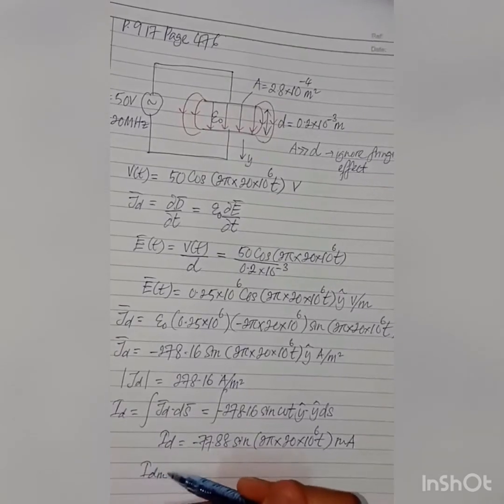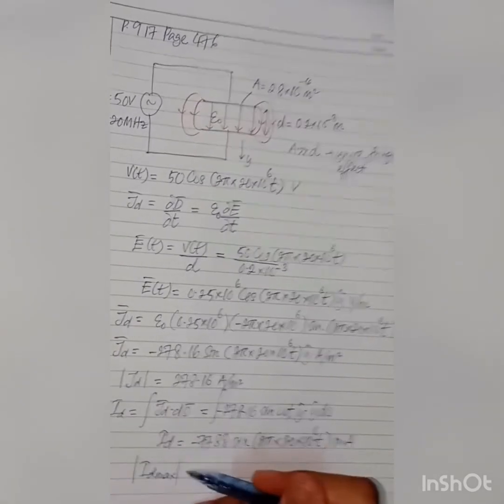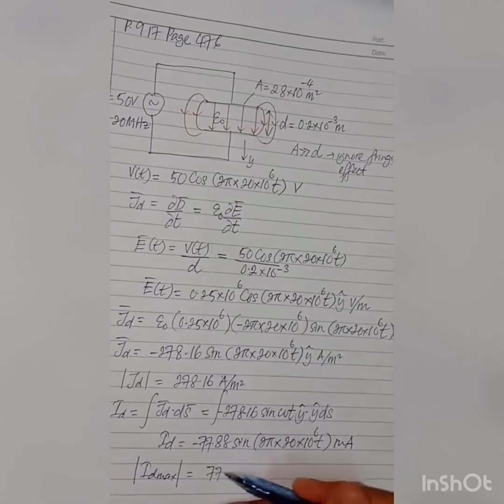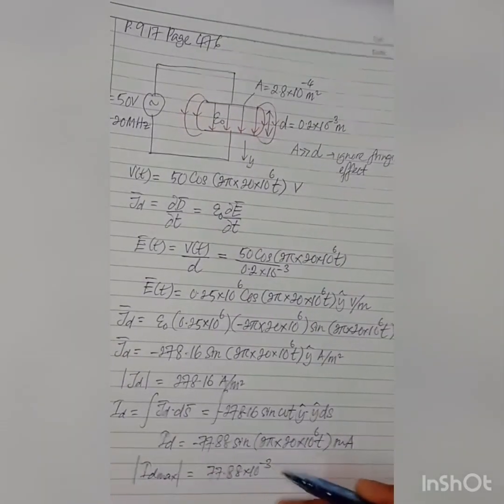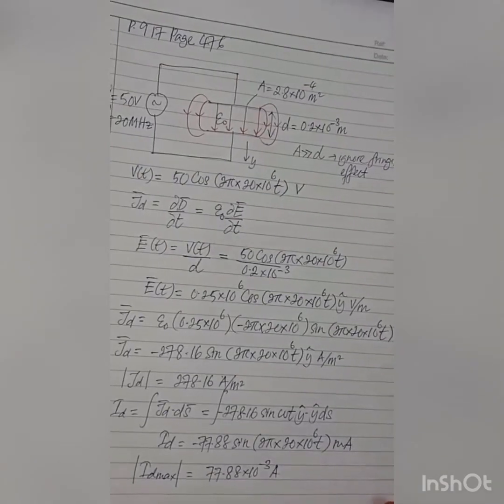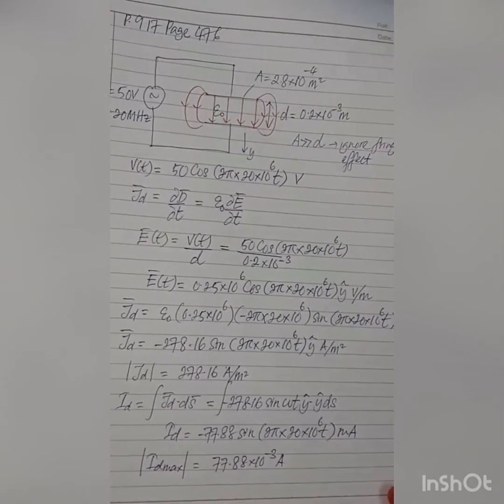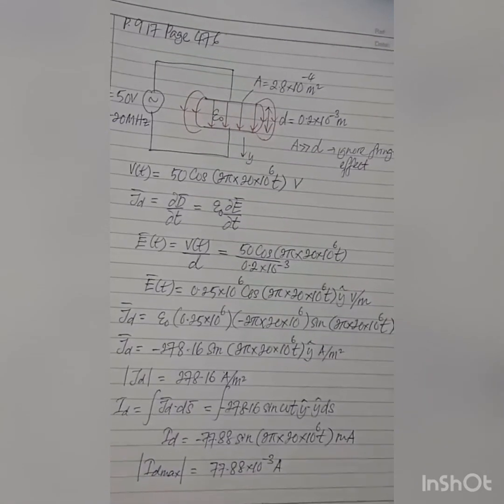Again, that's going to be our maximum value of ID. The ID max will be equal to 77.88 milliampere. Alright guys, I hope you can try it yourself, and all the best for your study. Thank you.